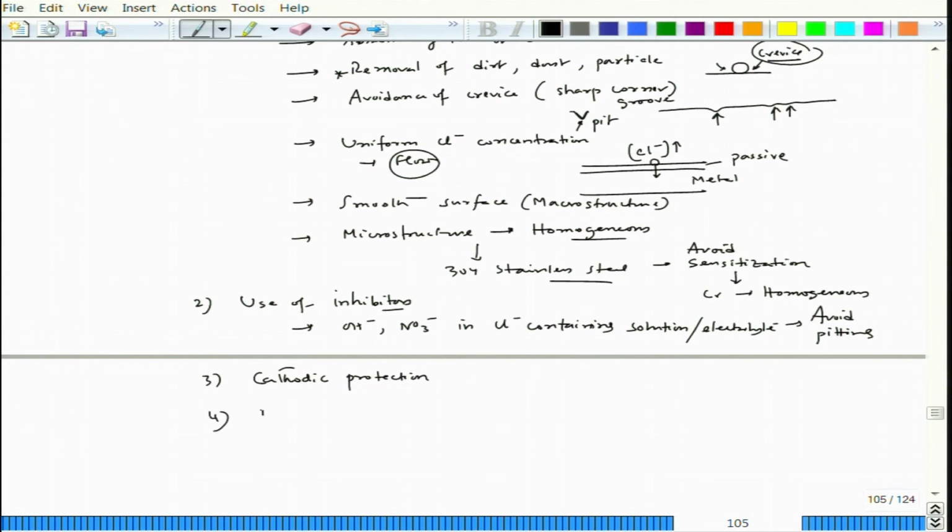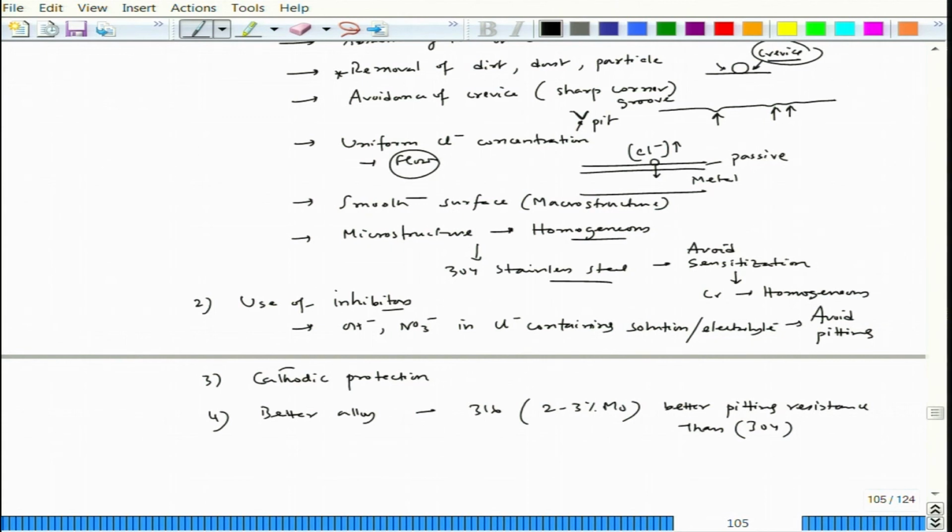Fourth, one can use a better alloy. For example, 316, which contains around 2 to 3% molybdenum, has better protection, better pitting resistance than 304. So these are the usual routes one can follow to avoid pitting.